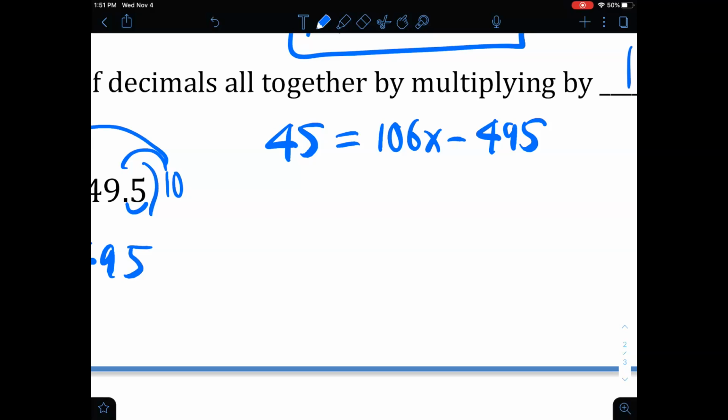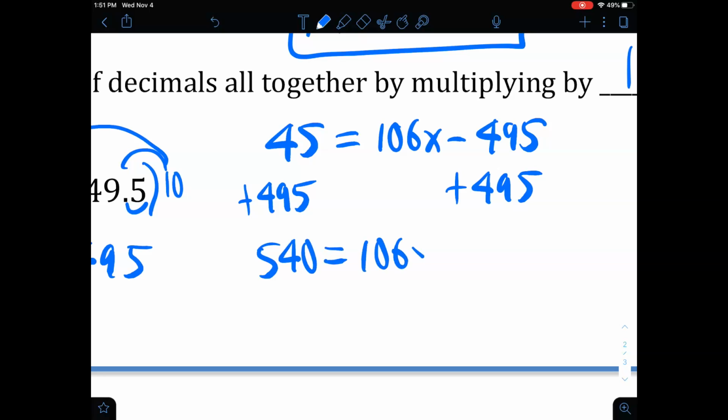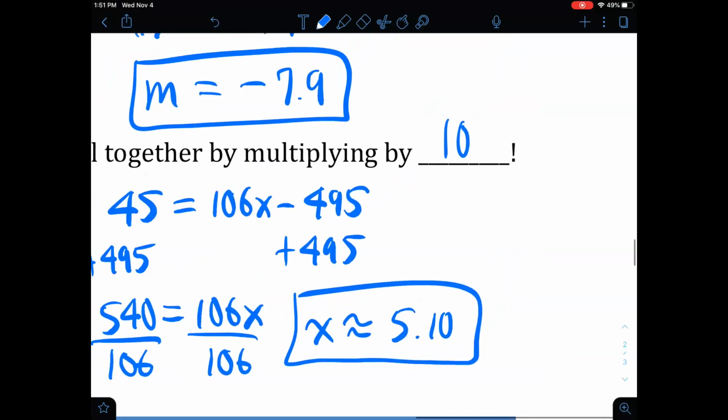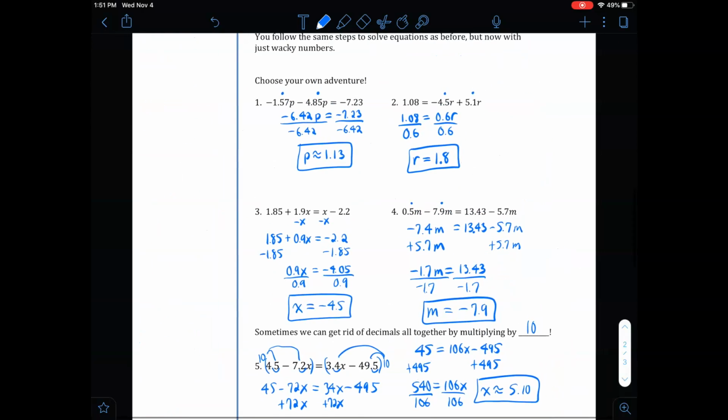Now we need to get all the numbers to one side, so I'm going to get 106x by itself by adding 495 to both sides. So we're going to get 540 equals 106x. Last step to solve for x is to divide by 106. And x is going to be approximately, because we have to round, if you round properly, you should get 5.10. Let me zoom out so you can see all these answers here.